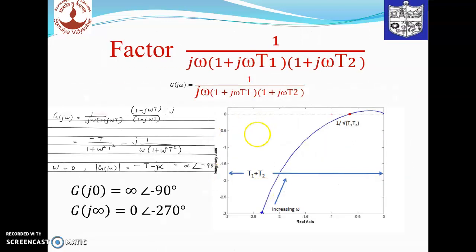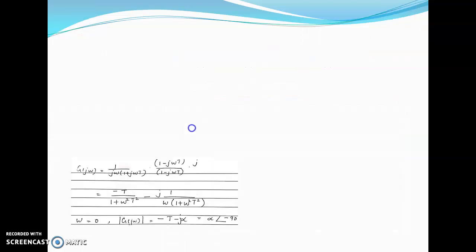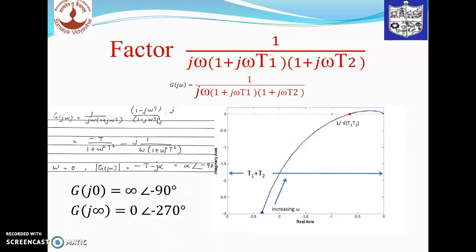Now for this, I added another pole along with the previous transfer function. When I rationalize it, I get this, a real part and a j part. When I put omega equal to 0, it is infinity angle minus 90, and when omega is infinity, it is 0 angle minus 270. This is minus 90, and 270 means this one. That's why it is crossing the real axis and coming over here.